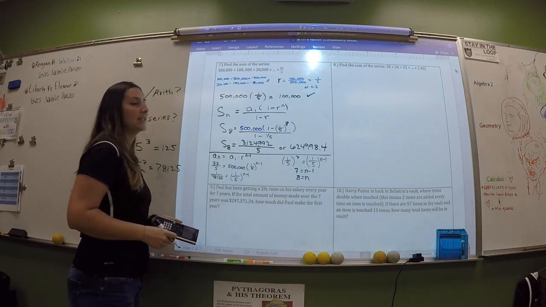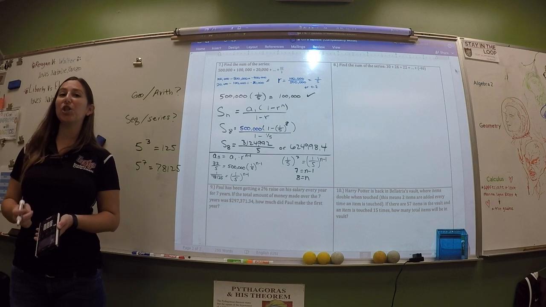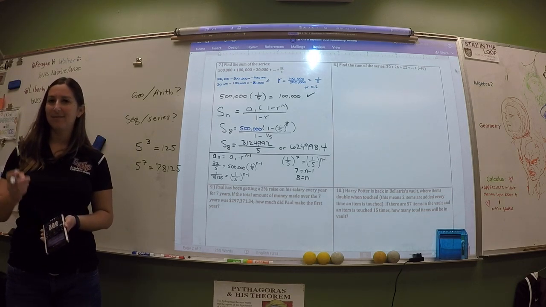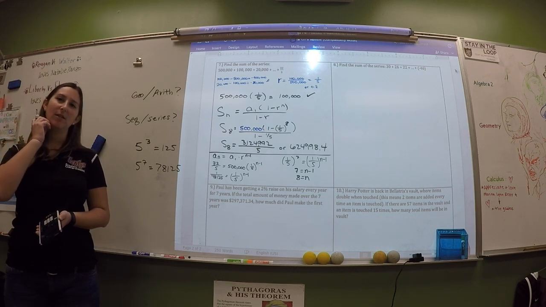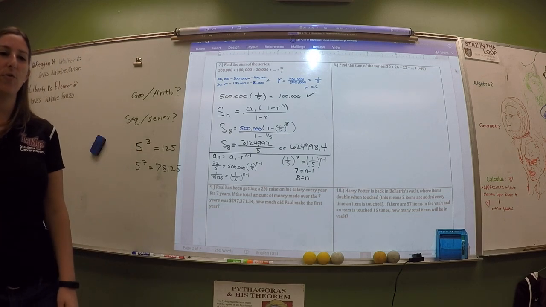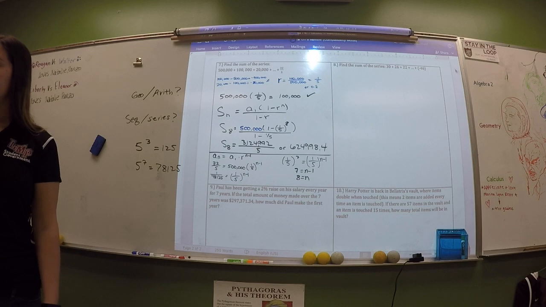If it's not terminating, I don't want a decimal. Okay, and if you're not sure if it's terminating, put it as a fraction. Terminating means it stops. So if it doesn't stop, put it as a fraction. If it does stop, I don't care. I'm just gonna write the fraction version.